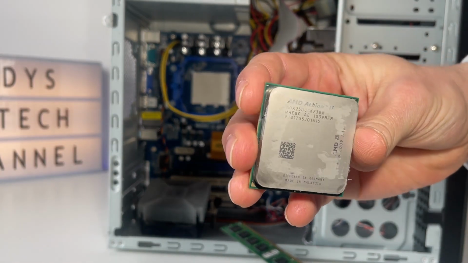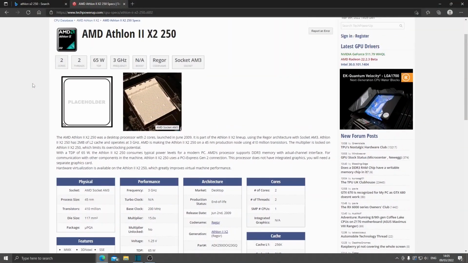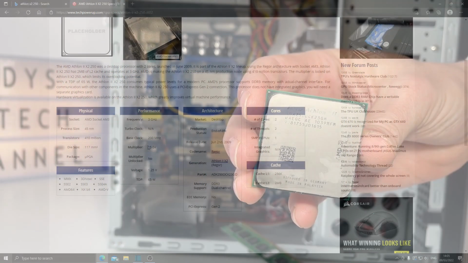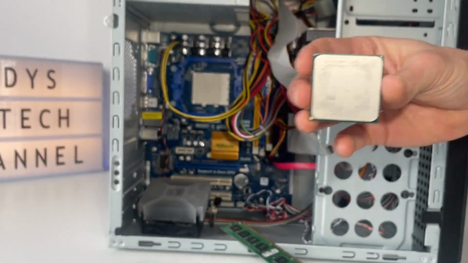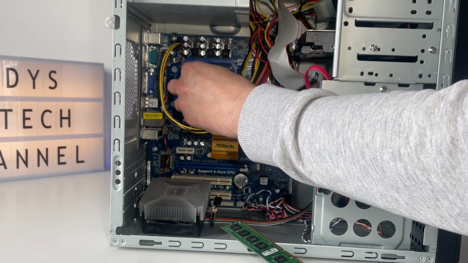It's getting on a bit now and was released in 2009, but I was told this system was about 11 years old, so that fits the bill. With a frequency of 3GHz and based on the 45nm process with a TDP of 65 watts, it does have a locked multiplier, unfortunately, which will limit what we can do overclocking wise, but we'll see what we can do, if it works that is, so fingers crossed.